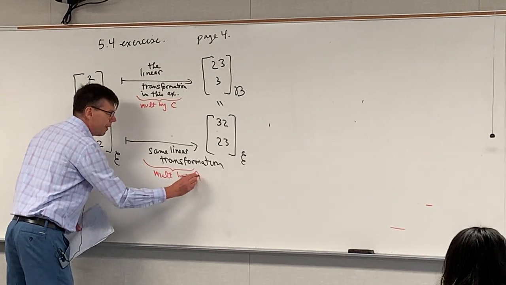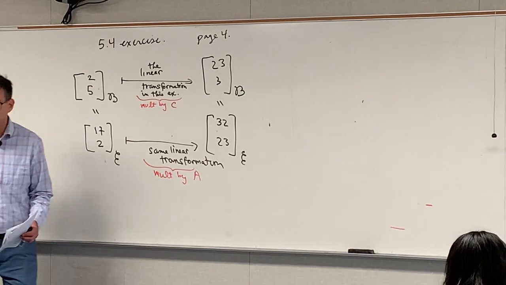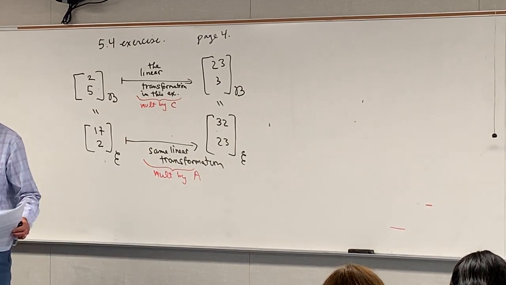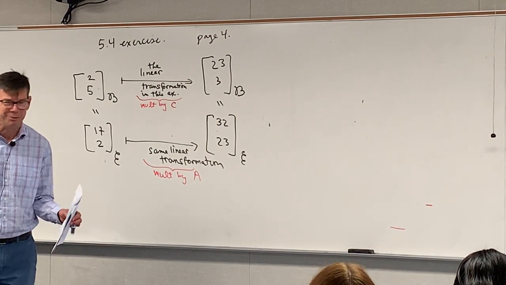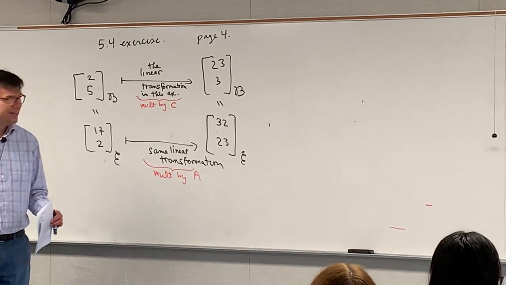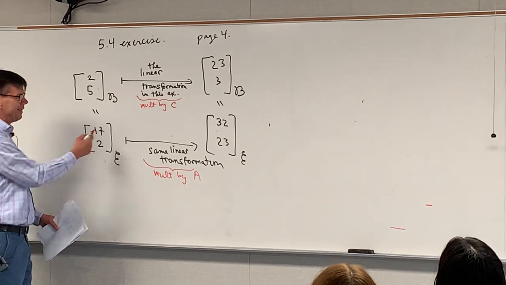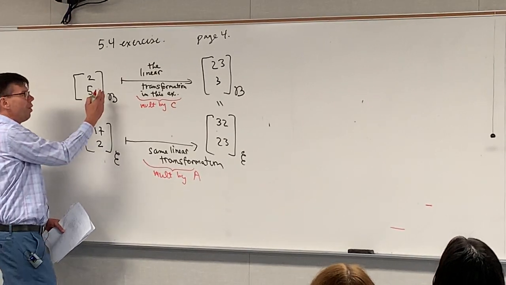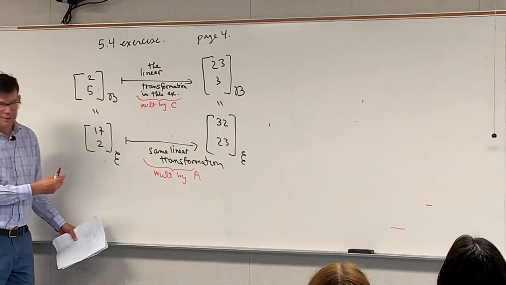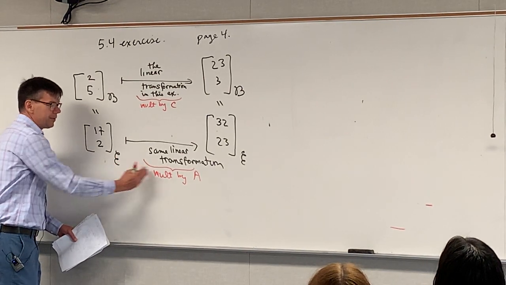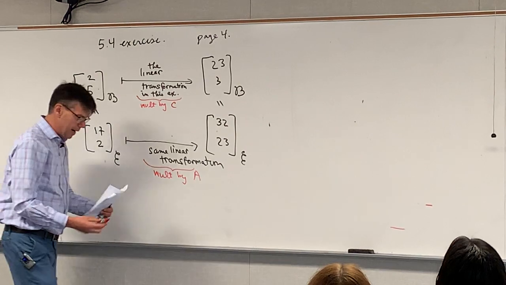And so kind of my point is, if I were a student, it would really bother me that two different matrices define the same linear transformation somehow. Like they seem to be doing very different things. But this is the way we look at it. It's the same linear transformation. In one coordinate basis, C is the matrix you use. The same transformation in the standard basis is multiplication by A.